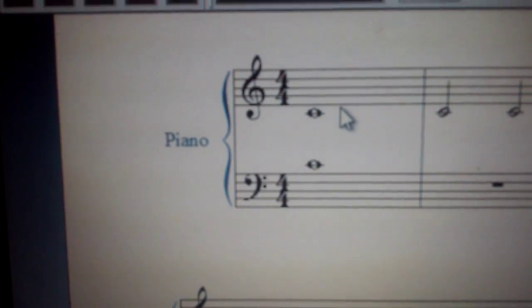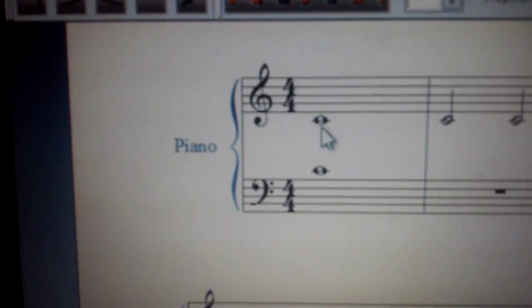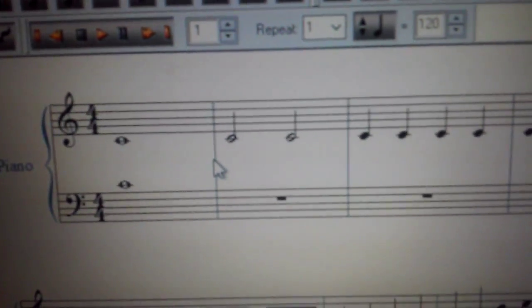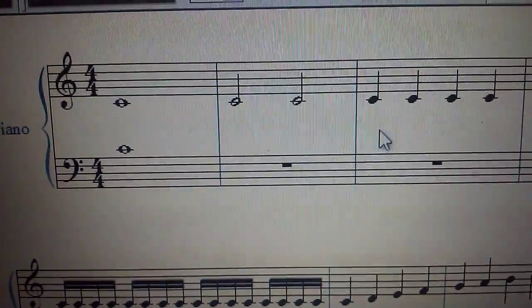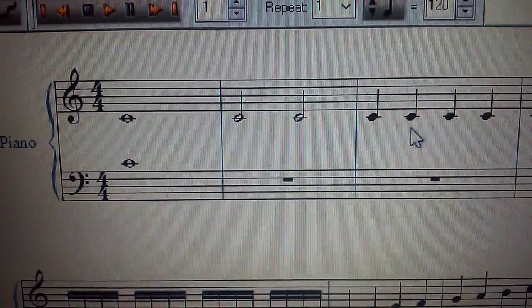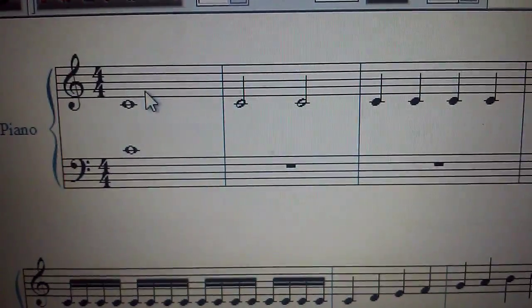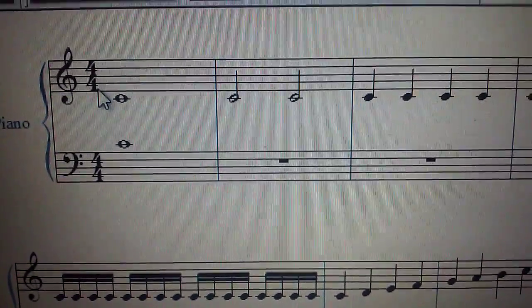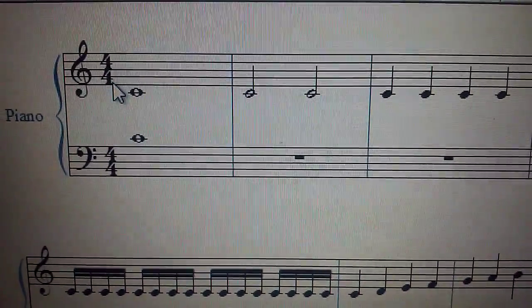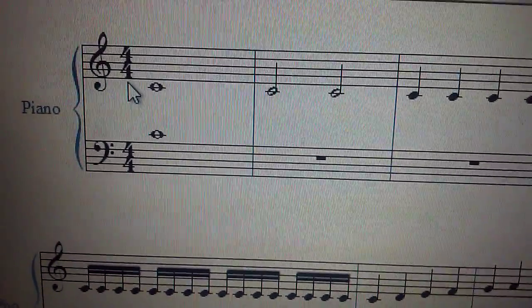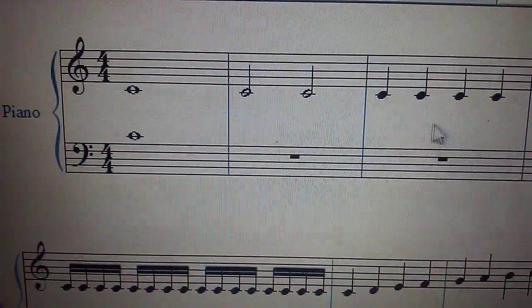Now, for simplicity's sake, I've written this in advance to show you the value of notes. As you can see here, there's 4 beats in the measure, and every quarter note counts as one beat. The top number tells you how many beats per measure. The bottom number tells you what kind of note. For your own reference, a 4 means a quarter note counts as one beat.